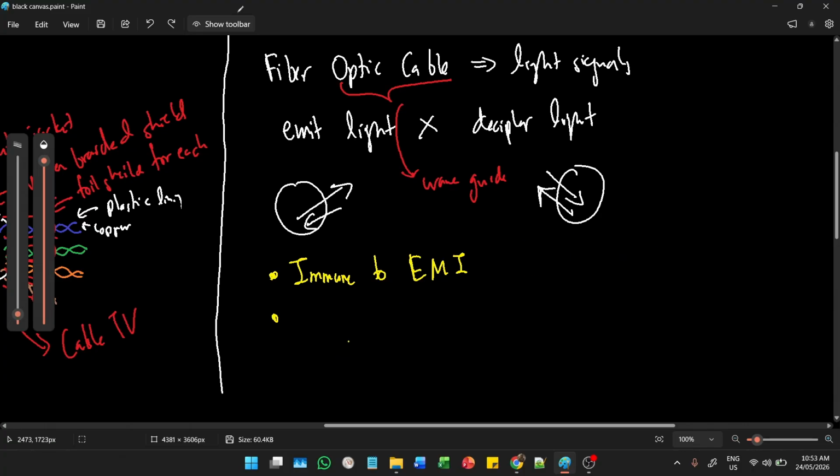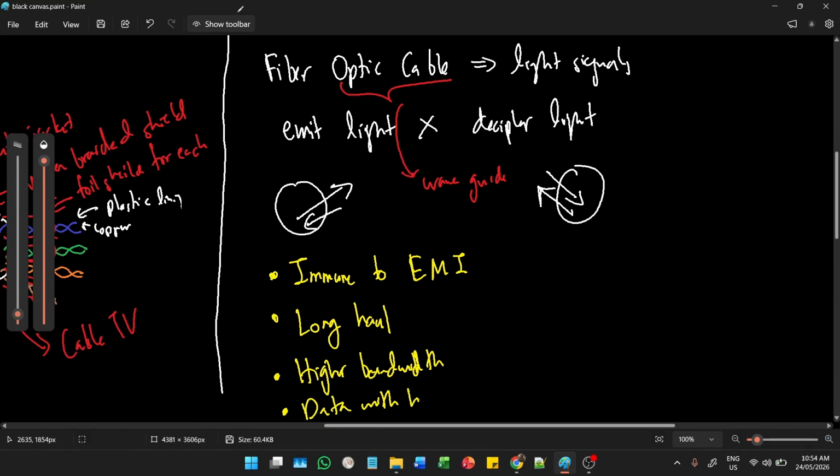So back to benefits of fiber optic. It's completely immune to EMI. It is best used for long haul communication or long distance communication. It has a higher bandwidth or speed, and it will most of the time deliver data with high quality. Very important things. These two are very important for good data transmission.